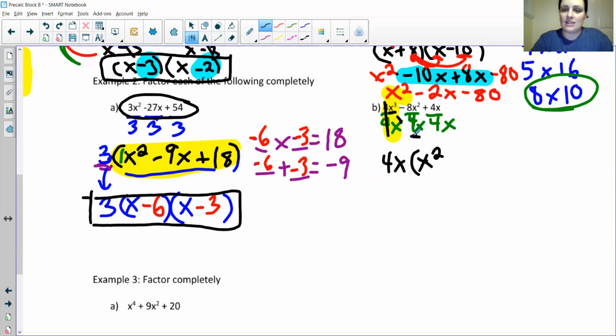Then I'm going to look at the second term here. I'm going to look at just the numbers. Negative 8 divided by 4 is negative 2. And then x squared divided by x to the power of 1, again, exponent law is 2 minus 1, so that leaves me with 2x.